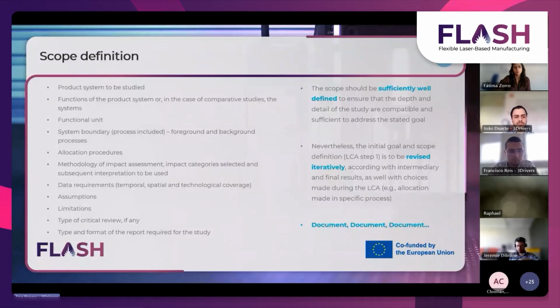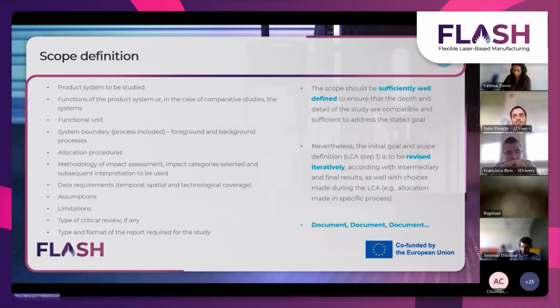It also defines the methodology of impact assessment, the impact categories selected, and the subsequent interpretation to be used. The data requirements, temporal, spatial, and technological coverage, and the assumptions have to be written in the initial stage of the definition of goal and scope. So, for example, we are not considering this process because we know that it represents less than 5% of the overall impact of the product system, so we can exclude it from the borders.